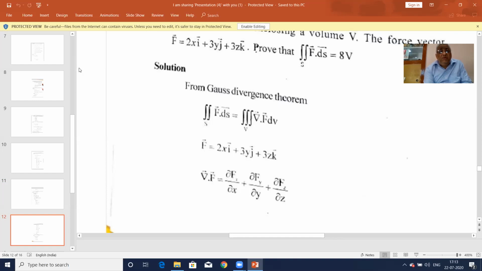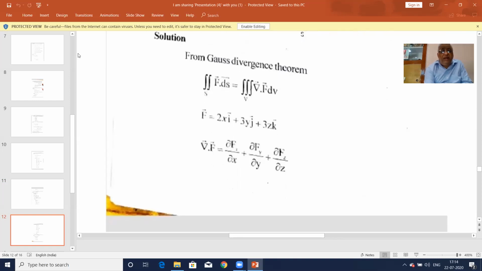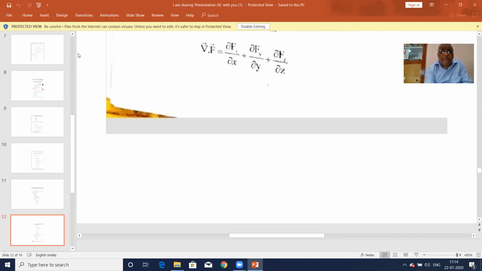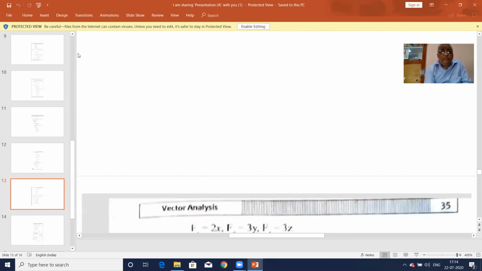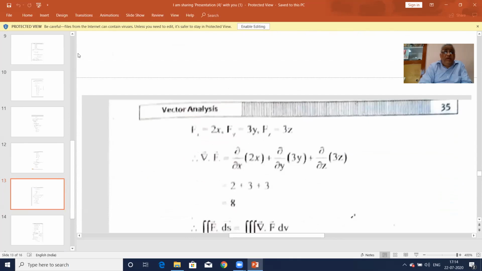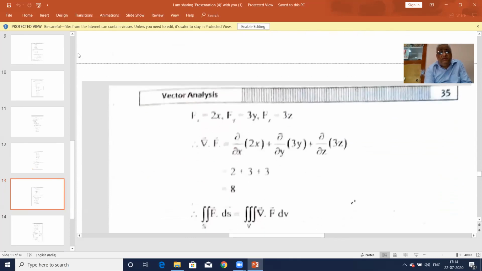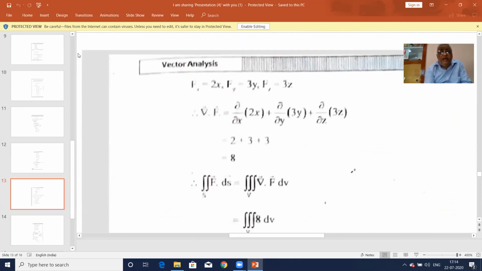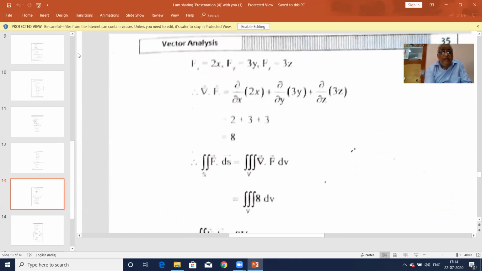Gauss divergence theorem statement. We already know the statement: the surface integral of F dot dS is equal to the volume integral of the divergence of F dV. F is given, so find the divergence. You get the divergence of F as 8. For the above slide, we are getting the divergence of F as 8.